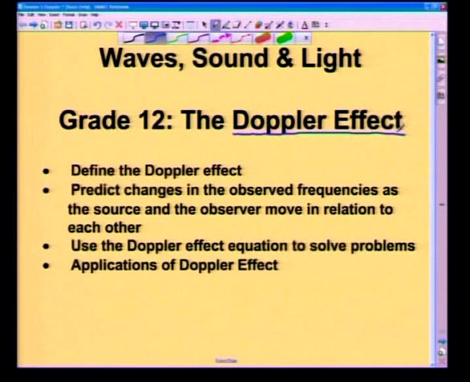Now, here in this lesson, we will try and define what Doppler effect is. We will also try and look at how we can predict changes in observed frequencies. So we will be predicting what is going to happen with the frequencies that observers or people or detectors are going to observe as the source and the observer move in relation to each other.